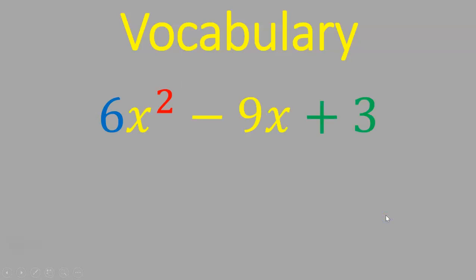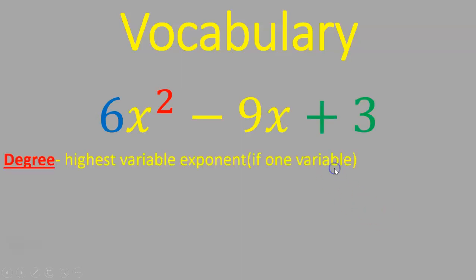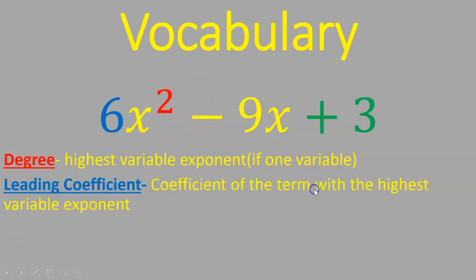So here we have some other vocabulary which you might see. Degree is the highest variable exponent. If there's one variable, we're not going to worry about the case if there's two variables. So there's one variable, the highest variable exponent is called the degree. Leading coefficient is going to be the number in front of the highest variable exponent. So it's not necessarily the biggest coefficient, but it's the one that's in front here.